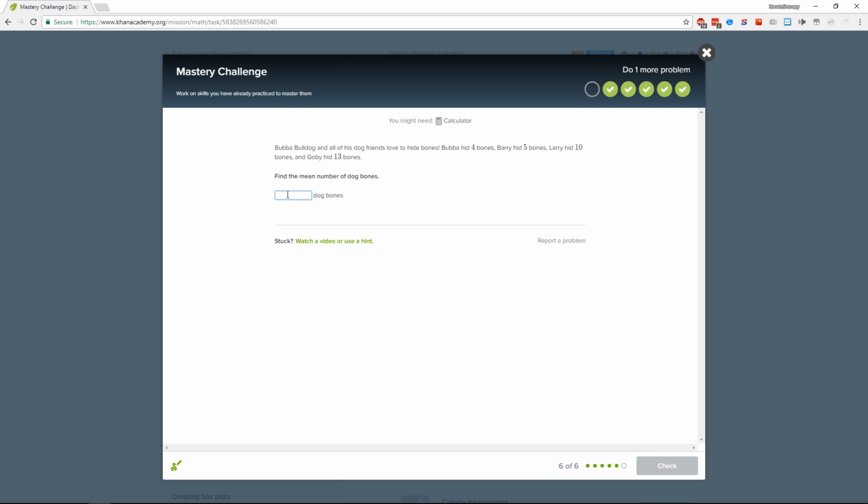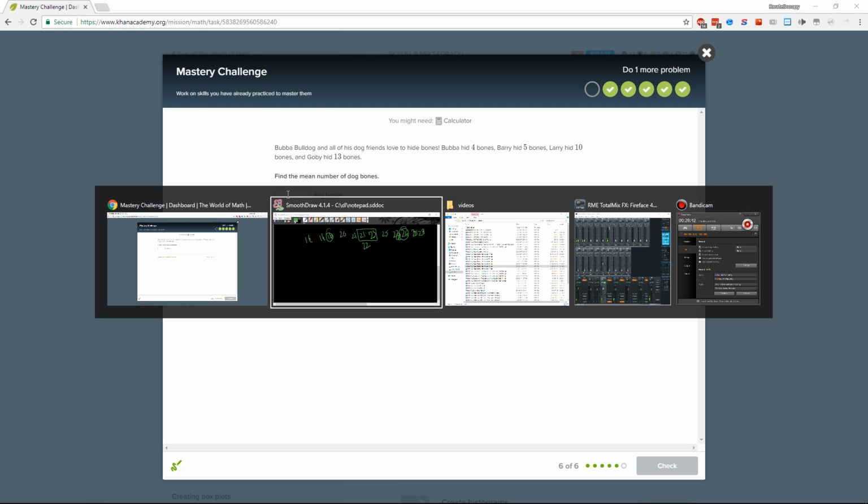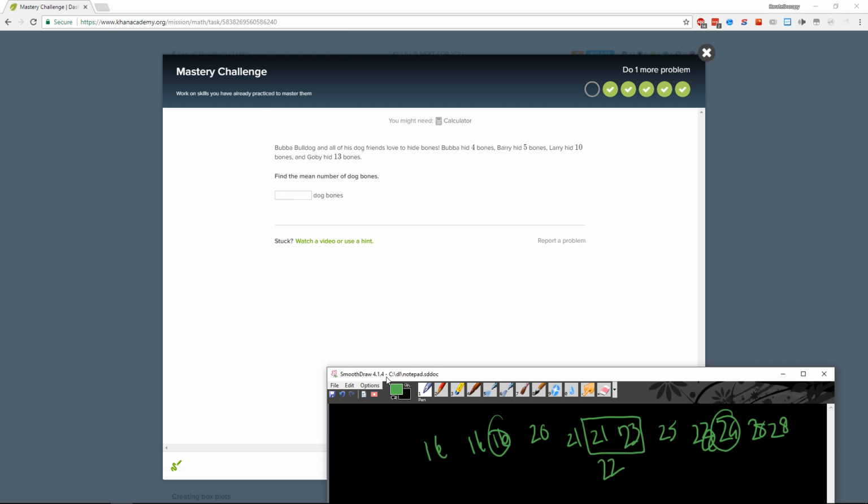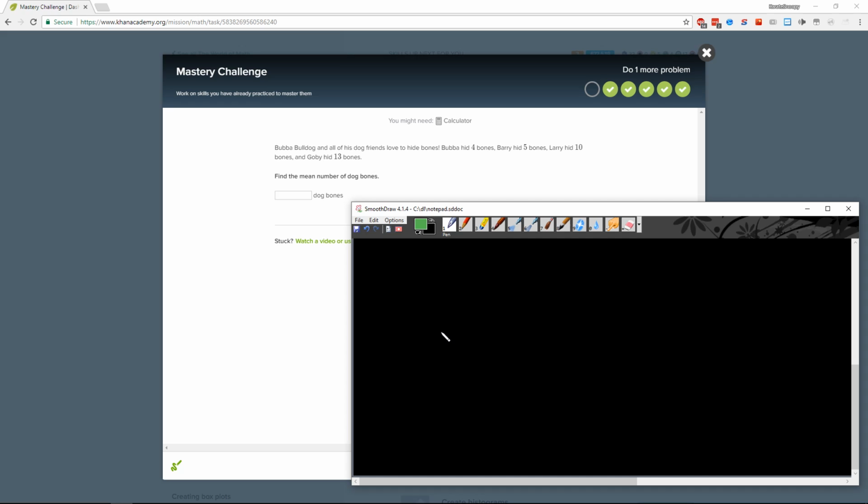Alright, so he hit a bone, find the mean number of dog bones. Find my pen, there it is. Drag this back up. Alright, so 4 plus 5 is 9, plus 10 is 19, plus 13 is 32. 1, 2, 3, 4. Should be 8.